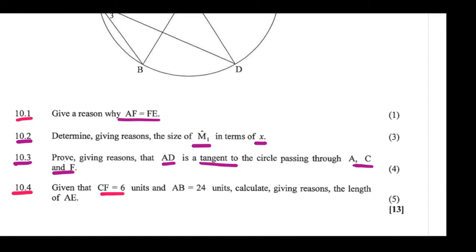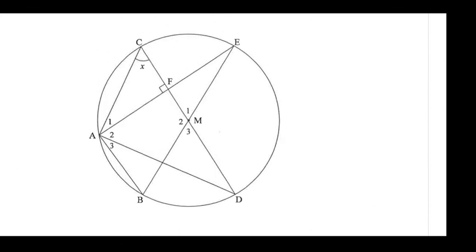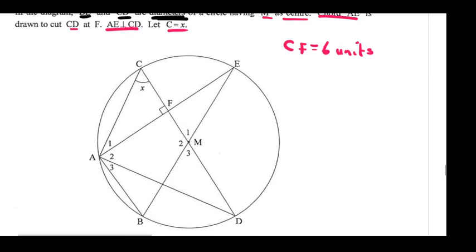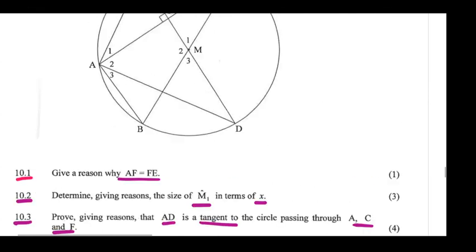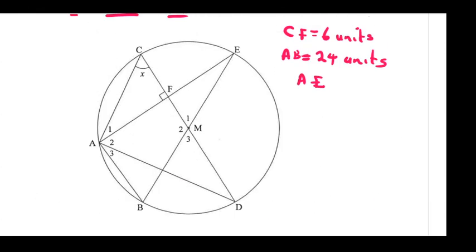we are given that CF is equals to 6 units. We are given that AP is equals to 24 units. We calculate with reasons AE. Fine. So CF, let me just write here. CF is equals to 6 units. Right, so you see, CF and AP is equals to 24 units, right? We're required to find AE, right? Is it AE or AF? AE, the length of AE, right?